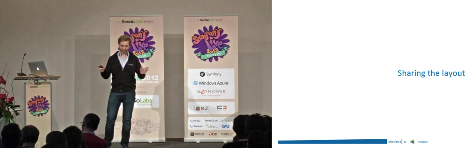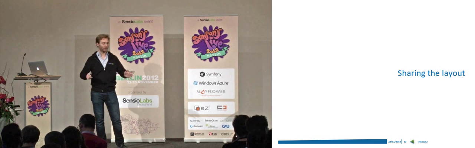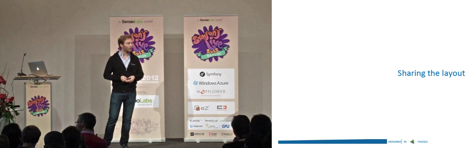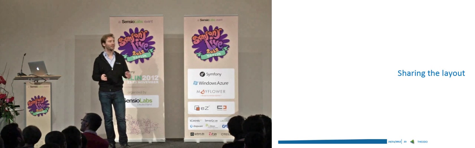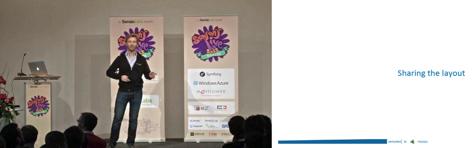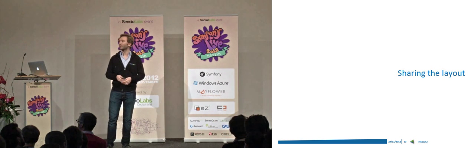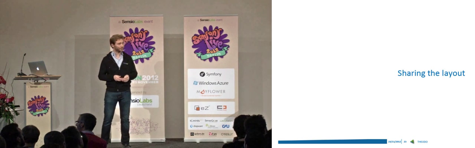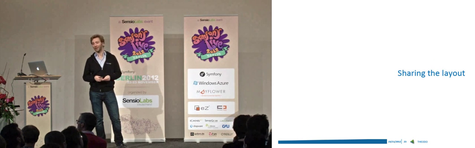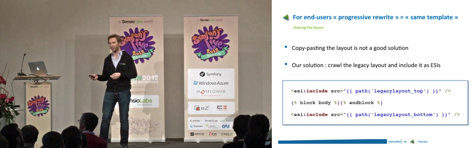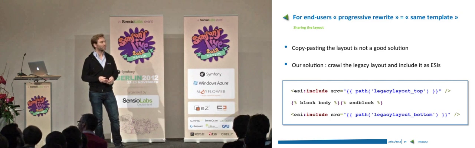Okay, so now you have two applications, one next to the other, and at least it's working under the same domain. So the thing is, now you have to share the layout, because progressive rewrite for end users is basically the same template. The user should say, wow, it's transparent, I don't see that it's the new and the old. So I think that's the first priority you have to handle. One way to do it is to copy-paste the layout, which is of course not a good solution because the layout is a menu. This means that every time you change the menu on one side, you have to change it on the other side. So of course it's a source of really big problems.